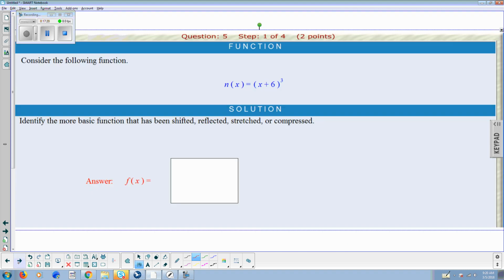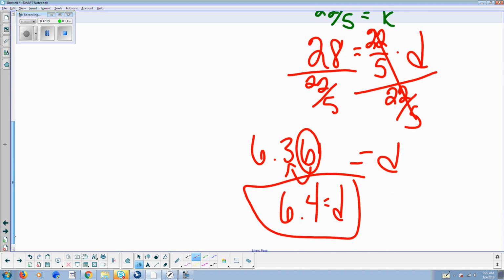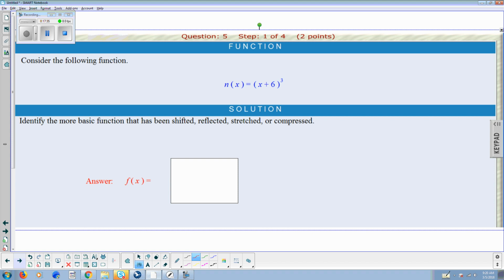Okay, moving on. So 6.4 inches, yeah. It was 6.36, and then we rounded it. All right, question 5. Step 1 of 4. So this one has 4 parts. So when you take your test, you'll see 5A, 5B, 5C, 5D.